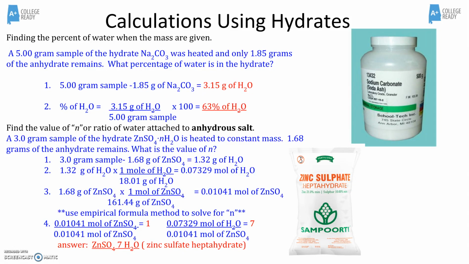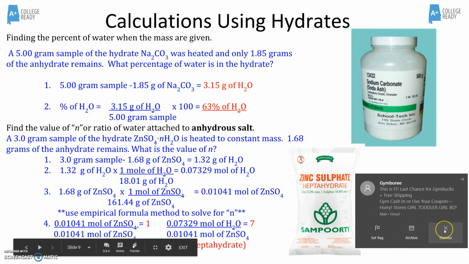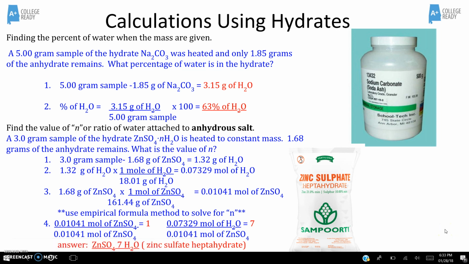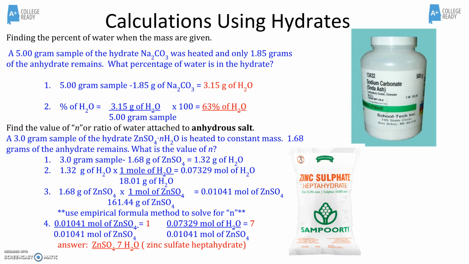The second kind of problem that you're going to see is to solve for the n, or ratio of waters attached to the anhydrous salt. So again, look at the question. A 3-gram sample of a hydrate of zinc sulfate, we don't know how much water is attached, is heated to a constant mass of 1.68 grams. So again, we've heated it in lab, we removed the water as best as we could with a constant heating method, and only the anhydrate remains. So now what's the value of n?